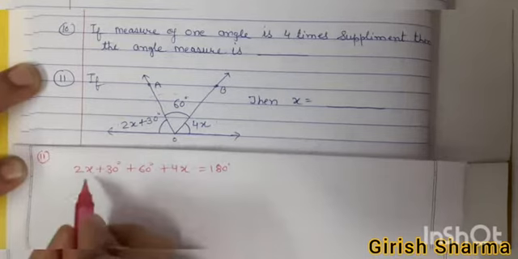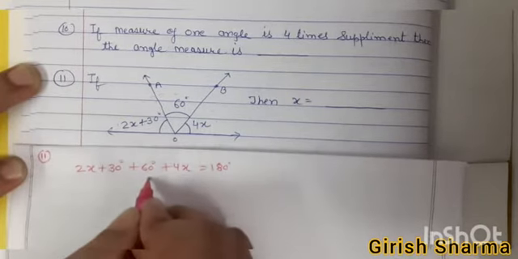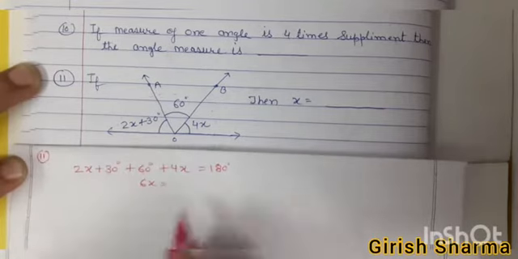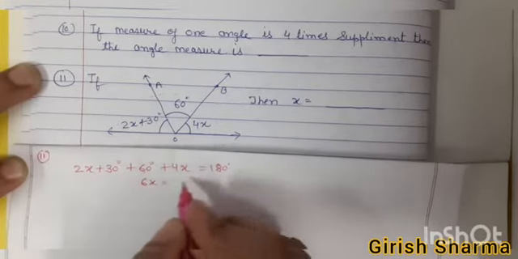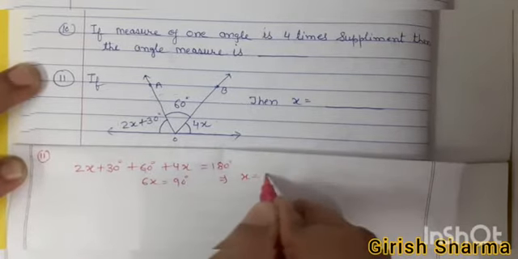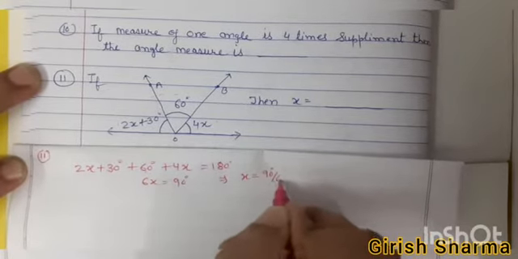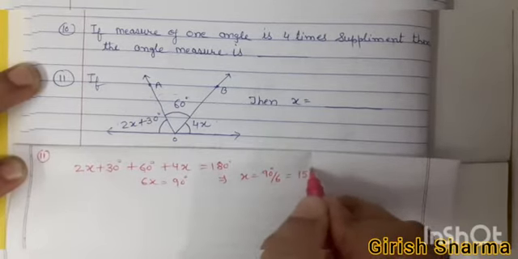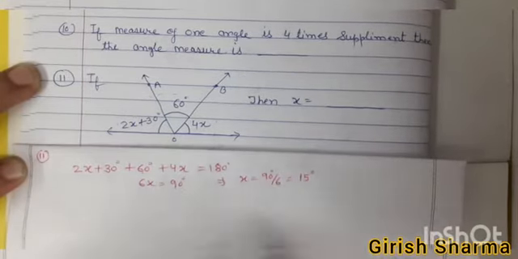Isn't it? Then what will come? 4 plus 2 is 6. And here 60 plus 30 is 90. And 180 minus 90 is what? 90 degrees. Then we'll find x. 90 degrees upon 6. Okay, 6 ones are 6, 6 5s are 30. x will be what? 15 degrees. This is your answer.